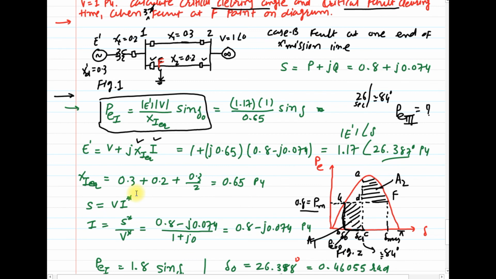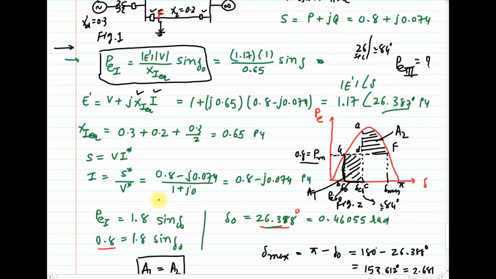For that, we calculated the X equivalent from this network using the network reduction technique, that means series-parallel combination of reactance. Then from this equation we calculated the current flow from this machine to the infinite bus. Clear? Then finally we calculated the power transfer, and from that we calculated delta 0, that means the initial operating condition. Here delta 0 is 26.